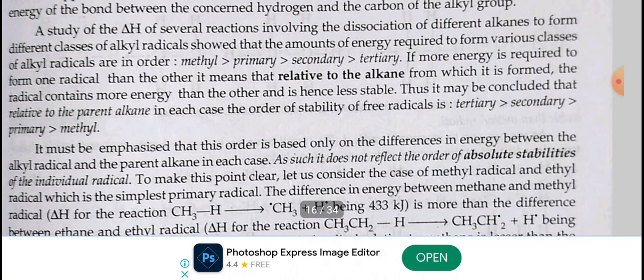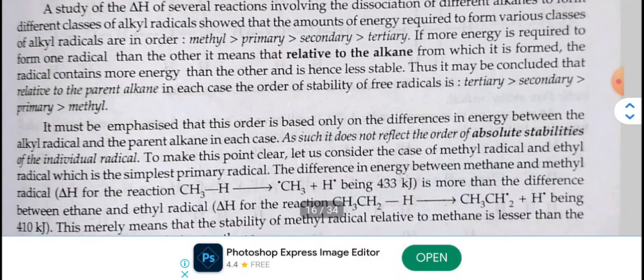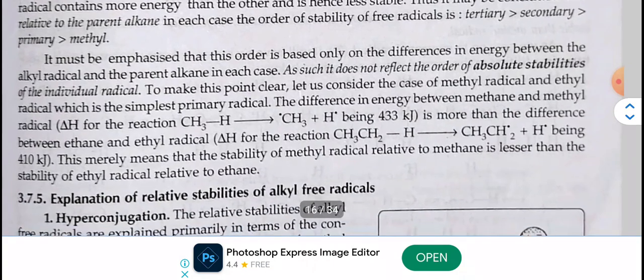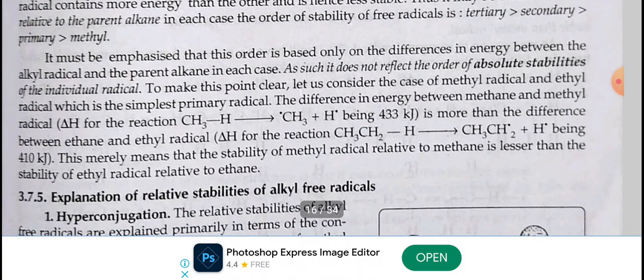This concludes that, relative to the parent alkane, the order of stability of free radicals is tertiary, then secondary, then primary, then methyl. It must be emphasized that this order is based on the differences in energy between the alkyl radical and the parent alkane in each case. As such, it does not reflect the order of absolute stabilities of individual radicals.